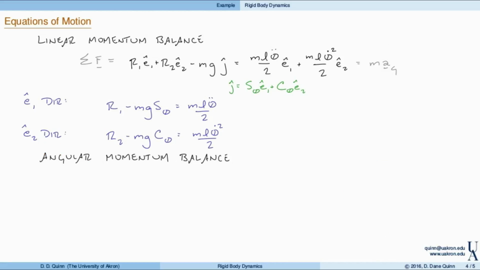Because when I do that, the moment from the reaction force vanishes because it acts at O. So the moment about O from the reaction force vanishes. Again, that force acts at O, so it produces no moment about O. Instead, the only moment is due to gravity.